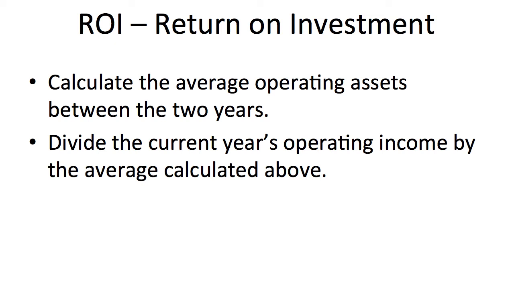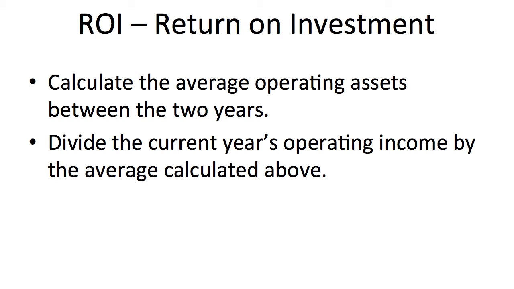The next question they're going to ask is the return on investment. This is fairly simple. All the numbers are provided for you. You're going to calculate the average operating assets between the 2 years. You are given the assets for 1 year, and right below it you're given the assets for the next year. All you're going to do is a very basic calculation of the average between the two, and then you're going to divide the current year's operating income by that average. That will give you the return on investment.